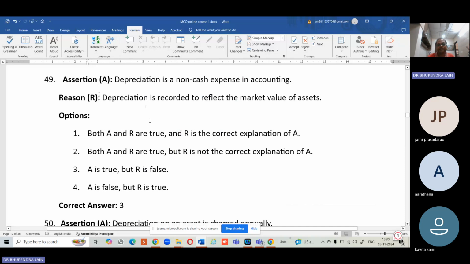Assertion and reason. Depreciation is a non-cash expense. Yes, true. Reason: depreciation is recorded to reflect the market value of the assets. False. Depreciation is just a charge to write off the fixed assets. So the correct answer is A is true and R is false.